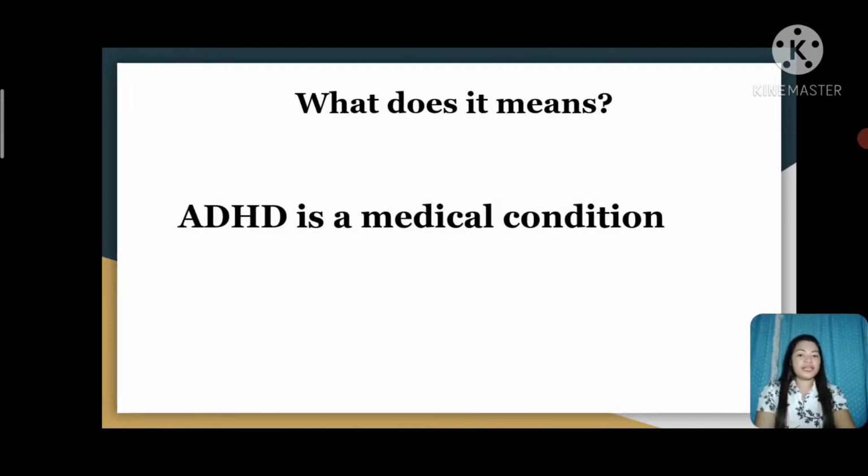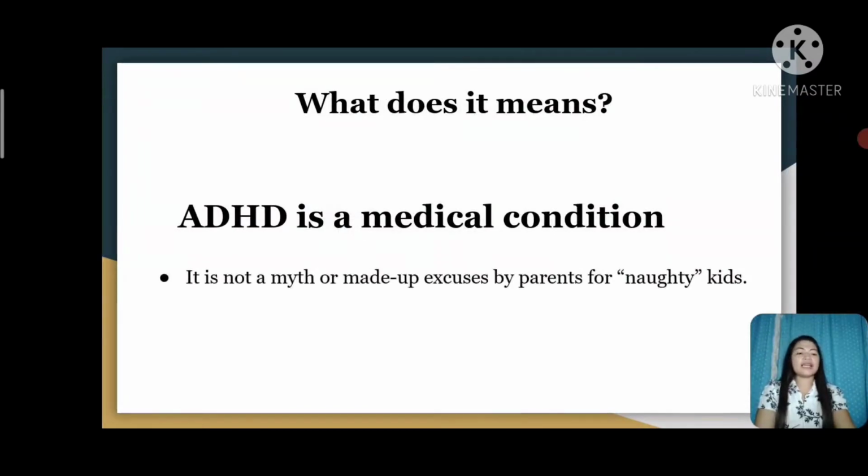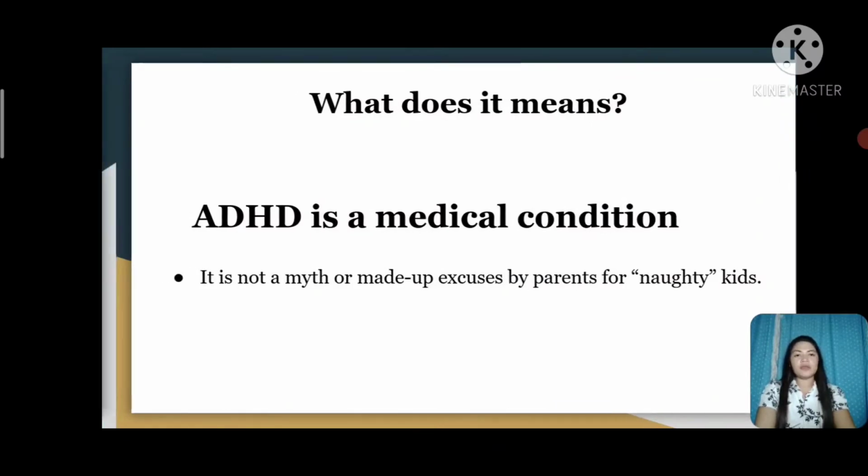What does it mean? ADHD is a medical condition, a neurodevelopmental disorder. It is not a myth or a made-up excuse by parents of naughty kids. Persons with ADHD have differences in brain development and brain activity that affect their attention and self-control. There are 3 types of ADHD.